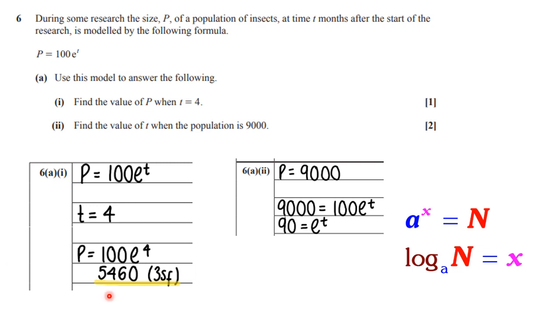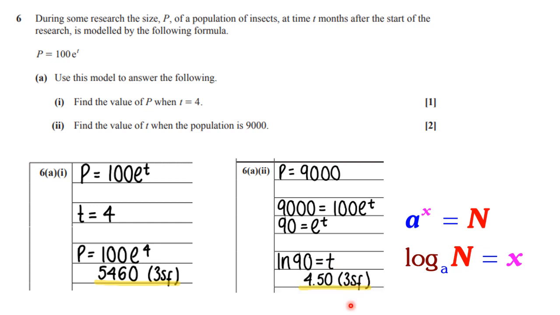Now I've got something in a very similar form to a to the x equals n. My 90 is my n, my e is my a, and my t is my x, which means I can write this as ln, which is log base e, of 90 is equal to t. And if I put this into my calculator, ln 90 gives me a value of 4.50 to 3 significant figures.